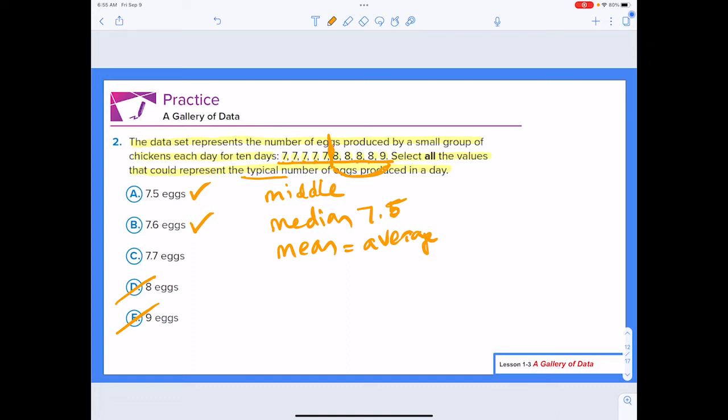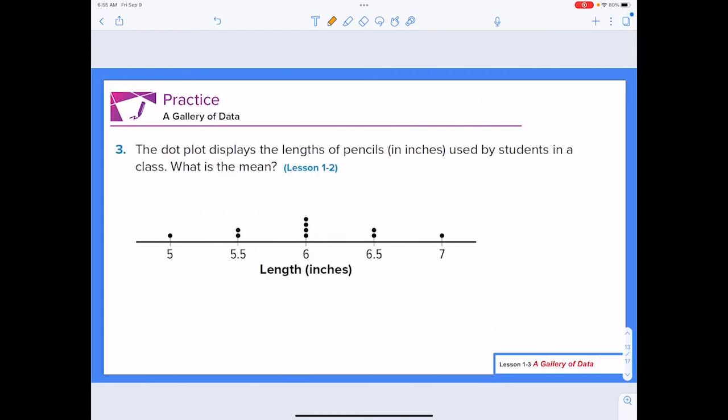7.5 and 7.6 are good. C, my answer key says no. Could I go with 7.7? It's a questionable one. It just depends on the day because obviously there are lots of 8s and 9s there. So it says no, but it's a questionable one. You could argue 7.7 might be okay. Let's put a question mark there. Okay.